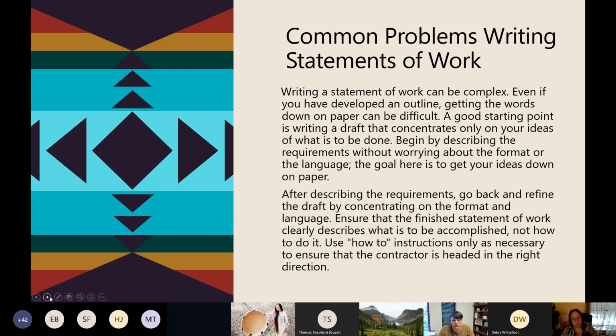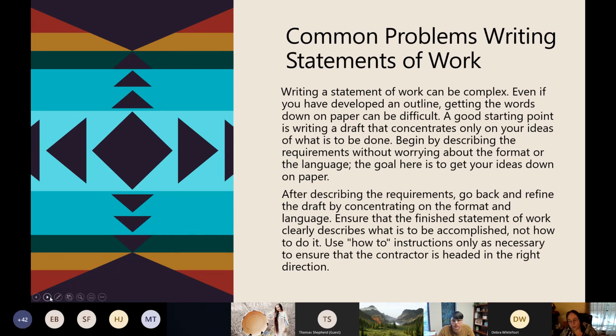So writing a statement of work can be very, very complex. If you have developed an outline, getting the words down on paper can even be difficult. A good starting point is writing a draft that concentrates basically on your ideas of what you need to have done. You begin by describing your requirements without worrying about the format or the language. And the goal would be to get your ideas down on paper.